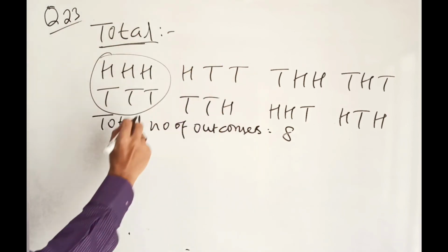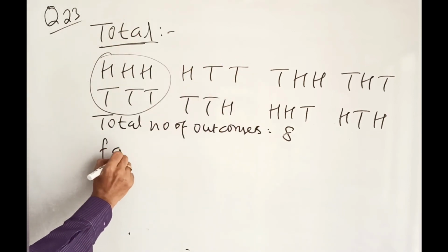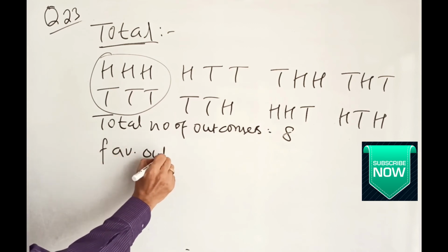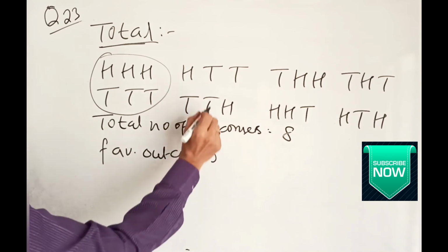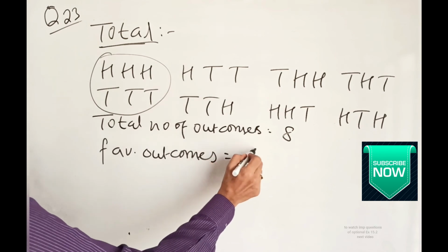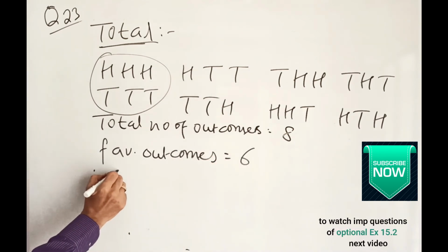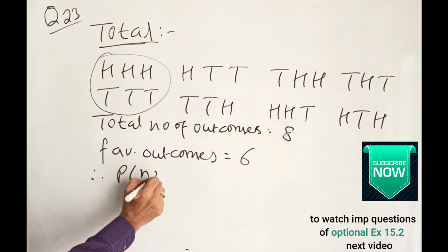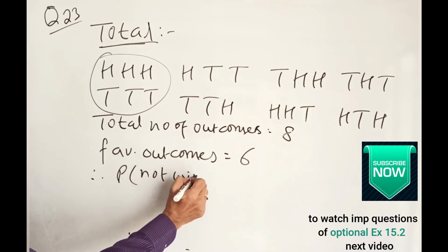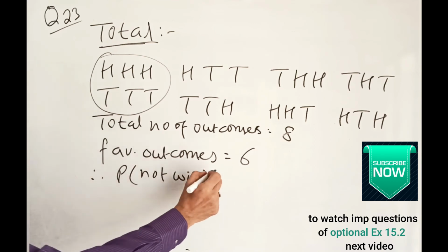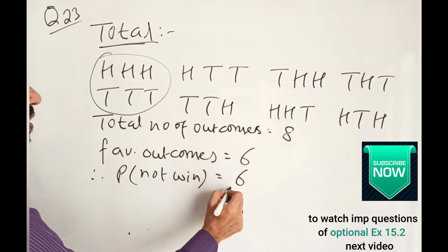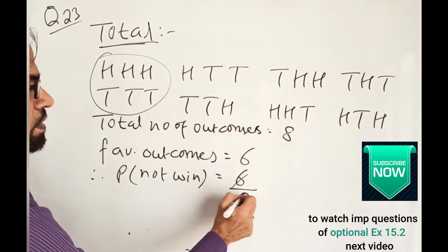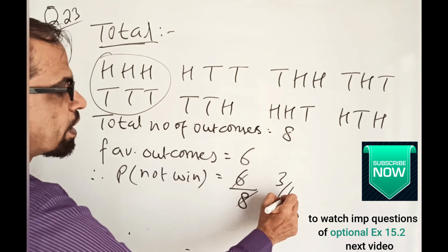Now according to the question, Hanif wins in this case when the head and tail are the same, and Hanif will not win in the other cases. So the favorable outcomes are 1 2 3 4 5 6. Therefore the probability when Hanif does not win or loses the game will be favorable outcomes upon total outcomes. So the answer will be 3 by 4.